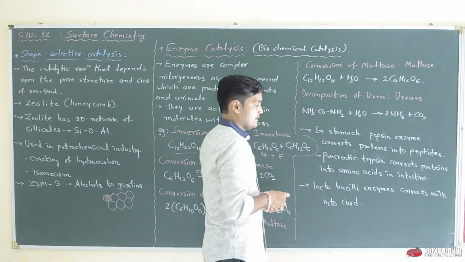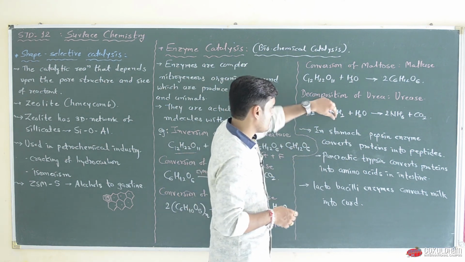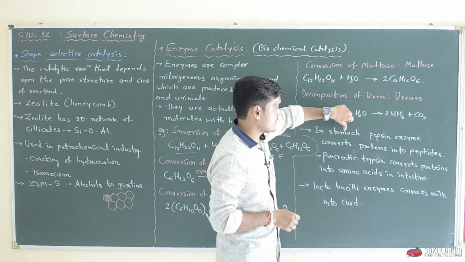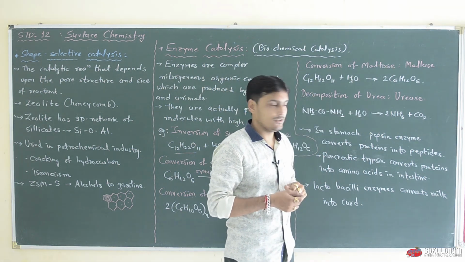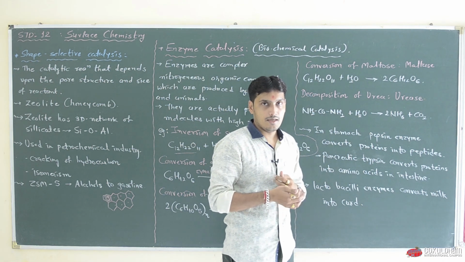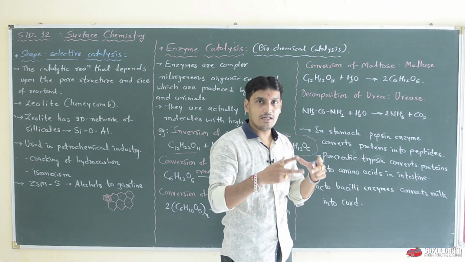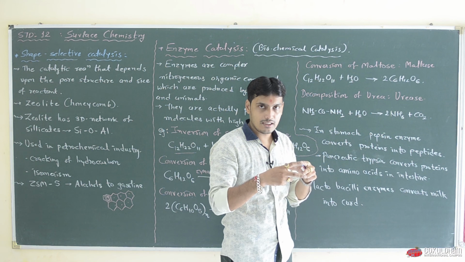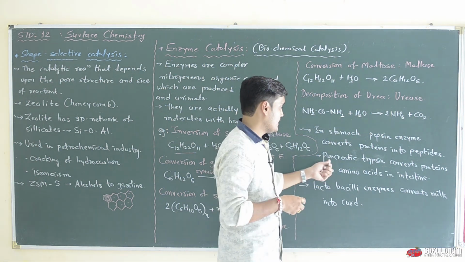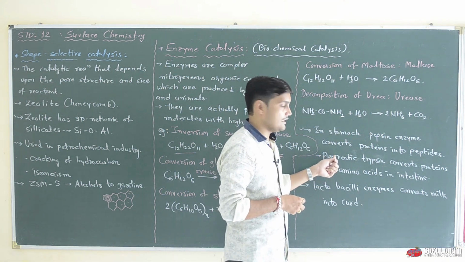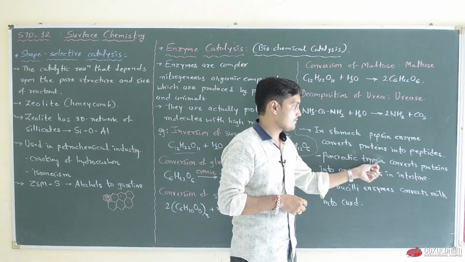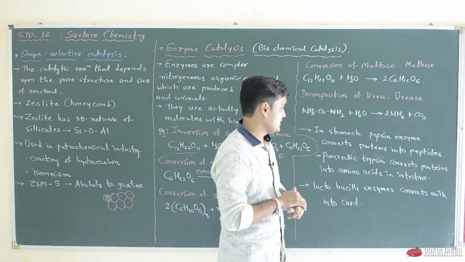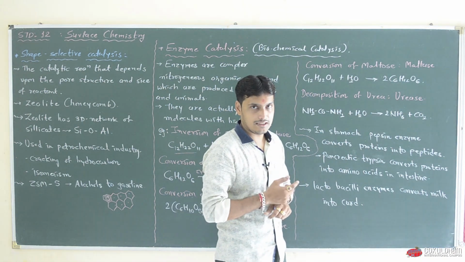Another 2 examples are there. First, in our stomach, pepsin enzyme converts protein into peptide bonds. Peptide bonds means CONH bonds. And in our intestine, pancreatic trypsin converts proteins into amino acids.